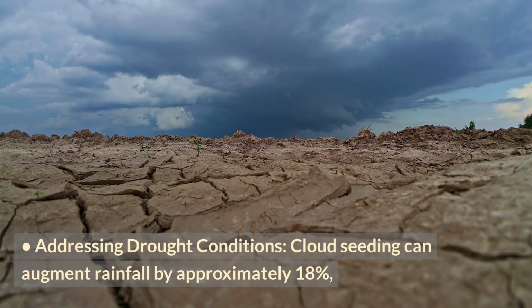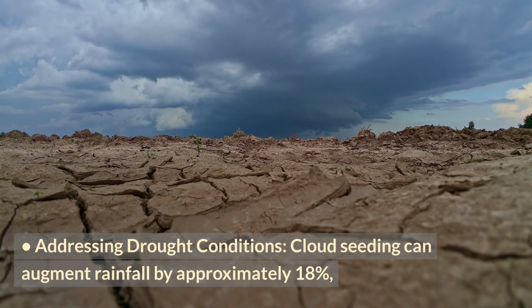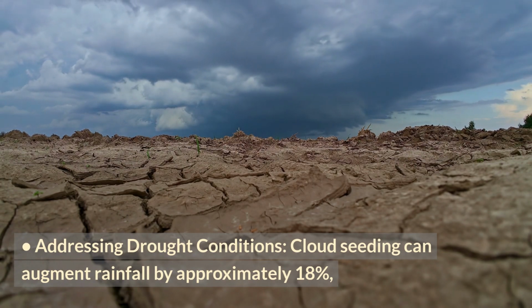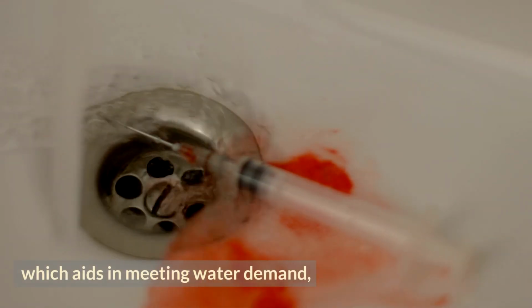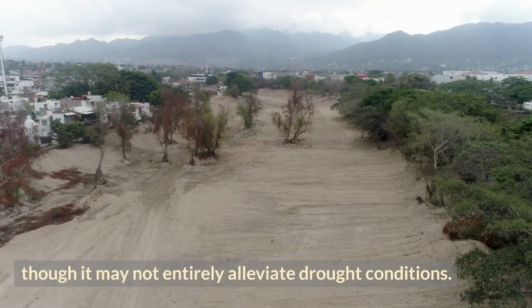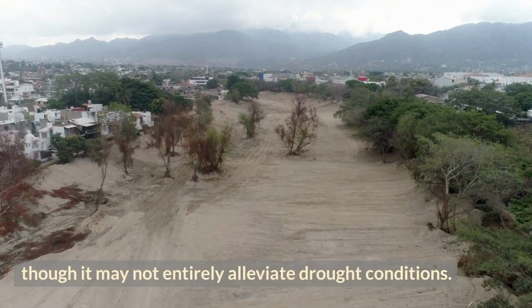Addressing drought conditions. Cloud seeding can augment rainfall by approximately 18%, which aids in meeting water demand, though it may not entirely alleviate drought conditions.